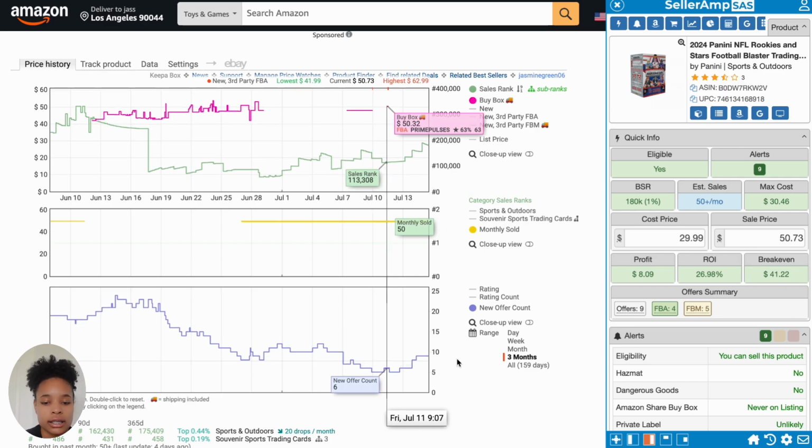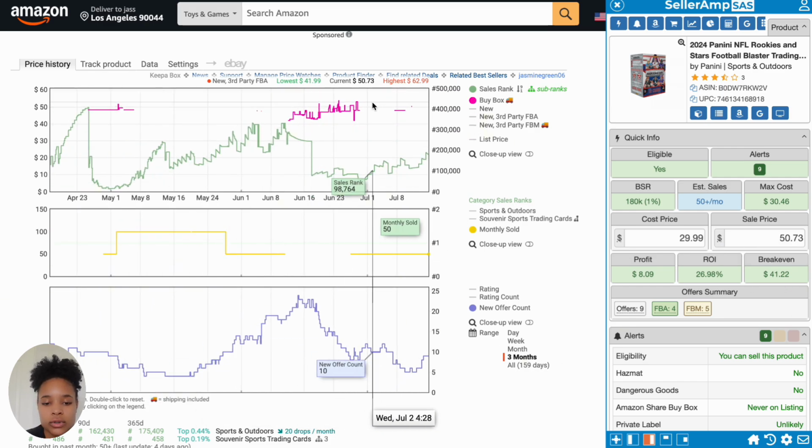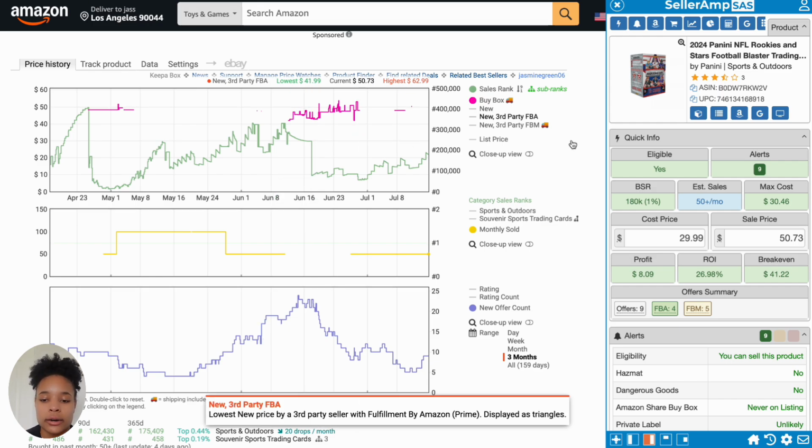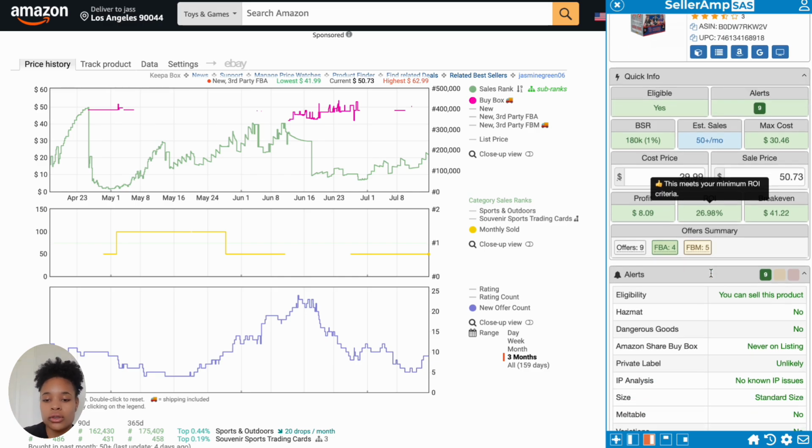Making sure to look at the break even. Just looking at this one, we did see that it did touch the break even in the past 3 months. So that's like one little red flag that I would take into account. We also do know that it is over 100K BSR. So you wouldn't really want to sell too much of this.